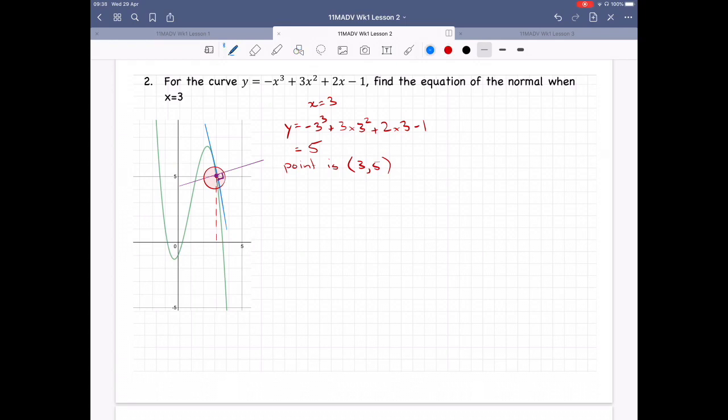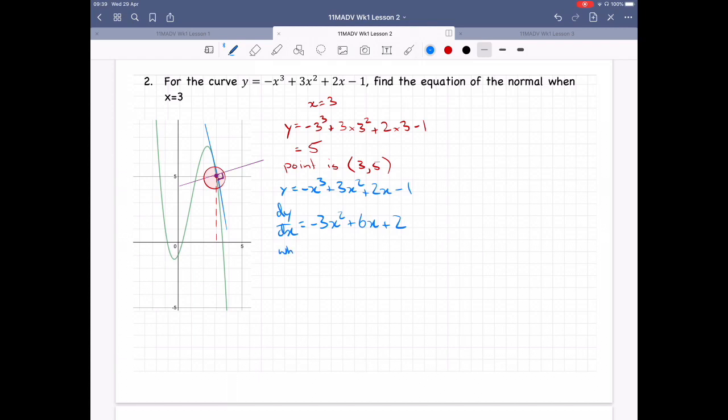So now we're going to find our first derivative. We're going to differentiate y in order to find our gradient of the tangent. So we have y equals minus x cubed plus 3x squared plus 2x minus 1. So dy/dx, using our power rule, is going to be negative 3x squared plus 6x plus 2.